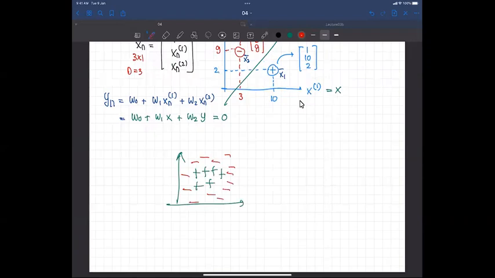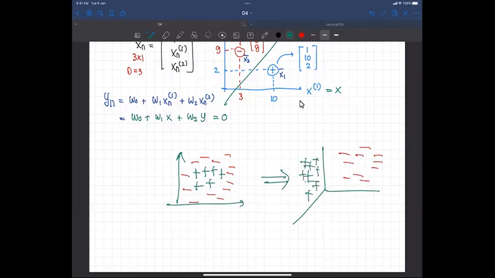So what you can do is to transform this into a higher space. Because if you transform this into a higher space, say, for example, you transform this into three-dimensional space, the negative will be here. The positive, perhaps, will be here. And in this case, you can have a hyperplane that separates the positive and negative.